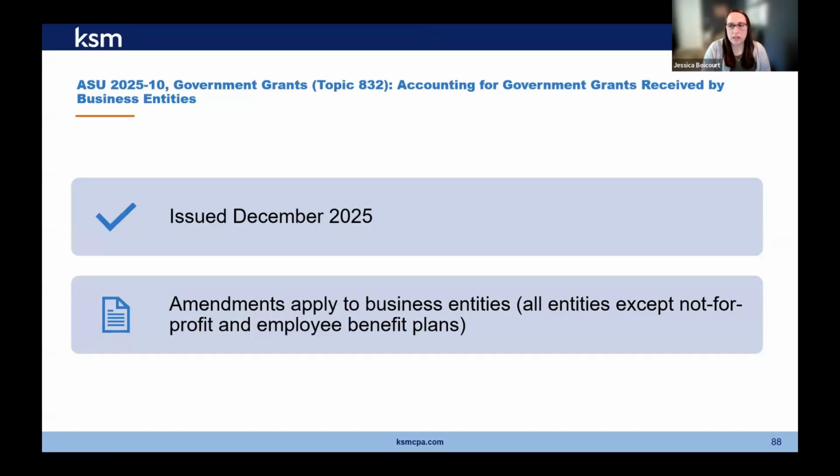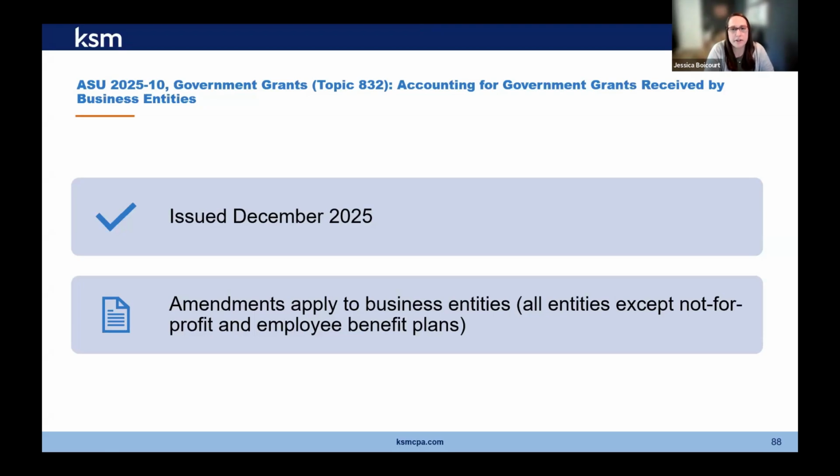The next ASU that was issued is 2025-10, which was on government grants received by business entities. So this was issued in December of 2025. It applies to all business entities, so it does not apply to not-for-profits or employee benefit plans.